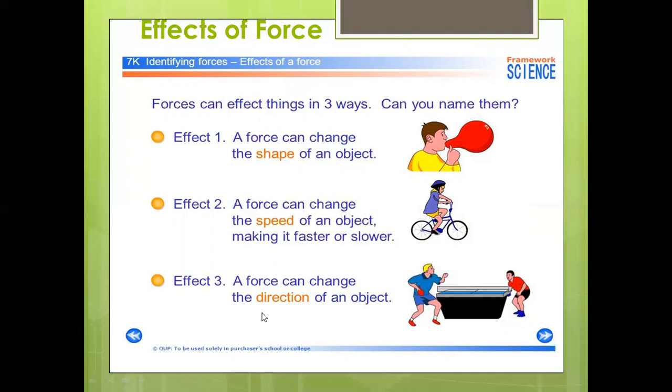Similarly, in case of a cricket match, a ball is thrown by the bowler towards the batsman. The batsman hits the ball with the bat. Upon hitting, a force is exerted by the bat on the ball and that changes the direction. The ball moves away from the batsman.